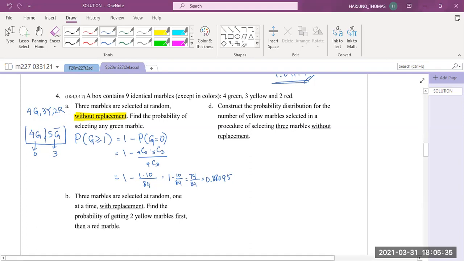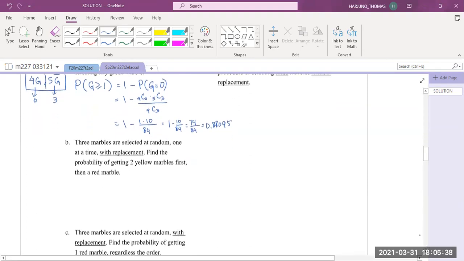Now part B. 3 marbles are now selected at random, 1 at a time with replacement. Find the probability of getting 2 yellow first and then a red marble, but it is with replacement. Okay, so we have 4 green, 3 yellow, and 2 red, right? Now, what is the probability of getting yellow and then red? It is with replacement, which means you put it back. The probability you get yellow first is 3 out of 9.